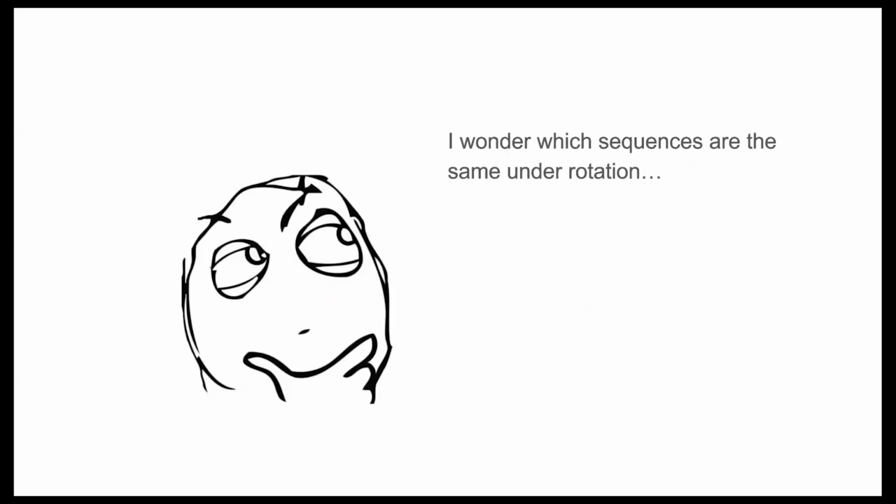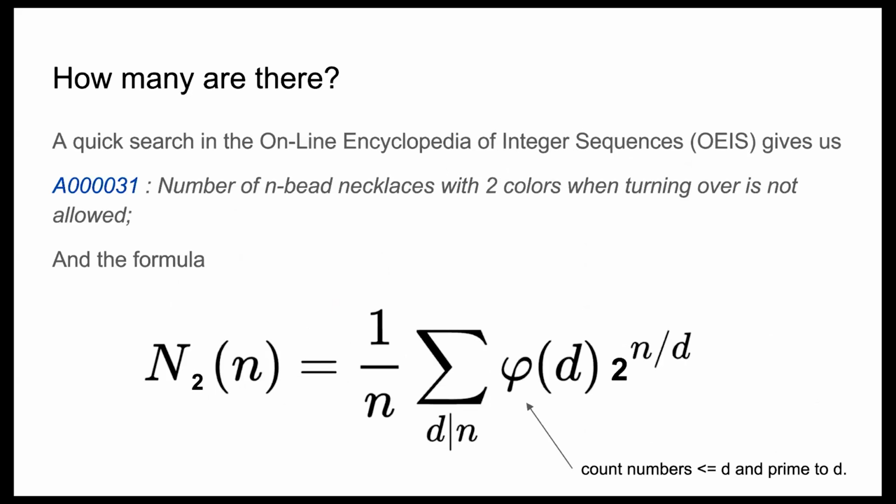So this begs the question: I wonder which of these sequences are actually the same under rotation. And let's see what mathematicians have to say on the topic. If you do a quick search on the Online Encyclopedia of Integer Sequences, you can find entry number 31, the number of n-bit necklaces with 2 colors when turning over is not allowed. So that's our setting, and they provide a nice formula. But this formula maybe is not so nice because it has the Euler totient function in there, which counts numbers that are coprime to that number, which to me is not a super intuitive kind of function.